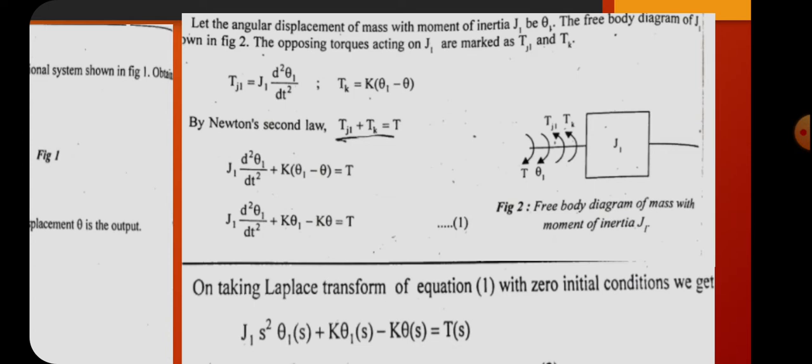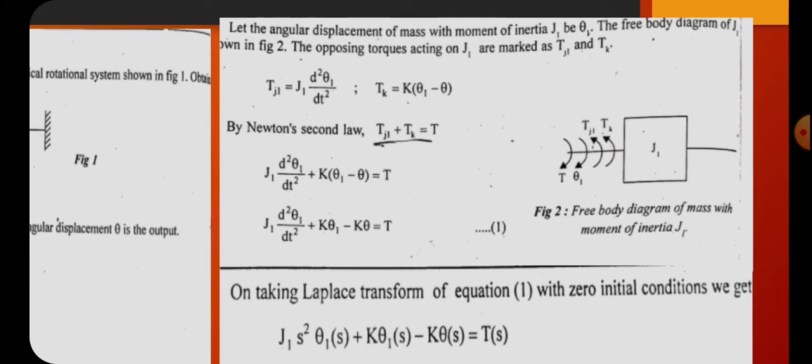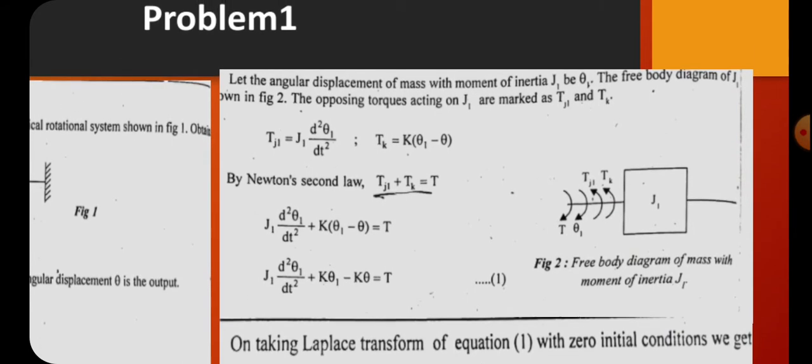So, we can simply write the equations for each of these terms. What is Tj1? Tj1 is the opposing torque due to the moment of inertia of the mass of the body. Tj1 can be written as J1 into d square theta 1 divided by dt square. And what is Tk? Tk will be equal to K into theta 1 minus theta 2.